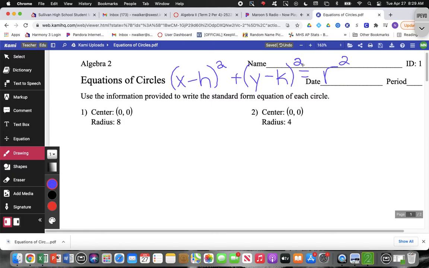So we got x minus h squared, and then plus y minus k squared. So those numbers that we're subtracting from x and y adjust where the center is. So if there's nothing being added or subtracted, the center is 0, 0. All right, so if we're not adding or subtracting anything from x or y, those coordinates are 0.